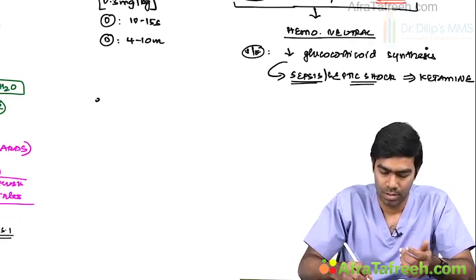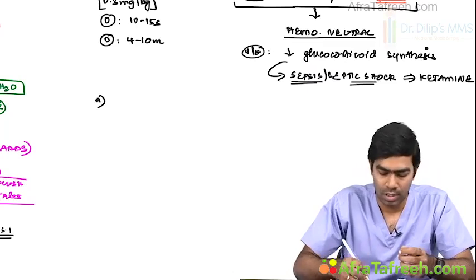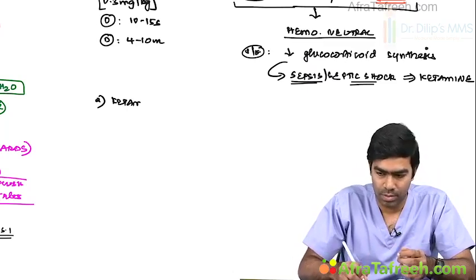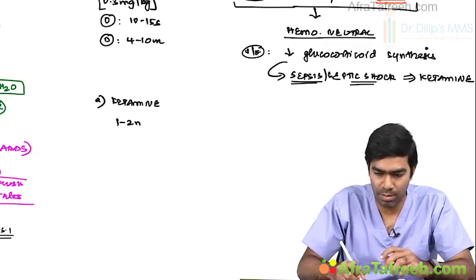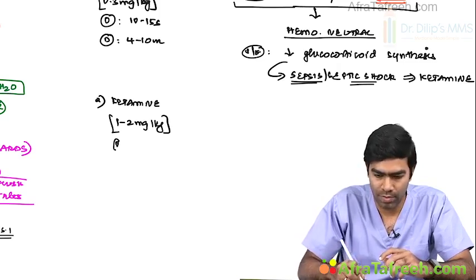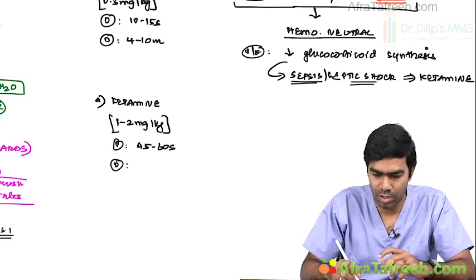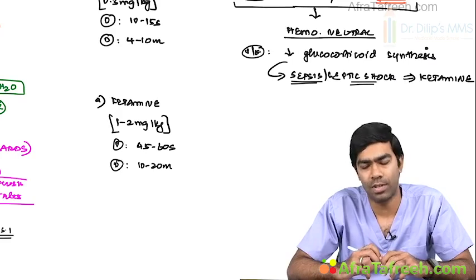Okay. Number 2, ketamine. The standard dose of ketamine is 1 to 2 milligrams per kilogram. It's a dissociative anesthetic at this dose. The onset of action is approximately 45 to 60 seconds, a little bit slower onset, but still good. The duration of action is 10 to 20 minutes, still good enough for a faster offset.